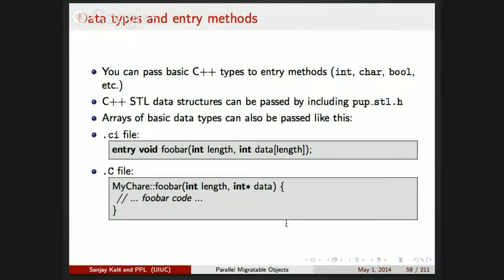And then in the C file, the actual entry method would look like this. It has a length, and then a pointer to some data. To guarantee that when we're doing the sending, we know how much data to actually send across the wire, we need this extra length parameter. And then when it arrives at the remote chare, you also have the length of the data itself.